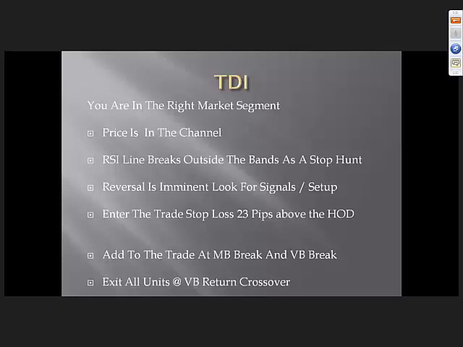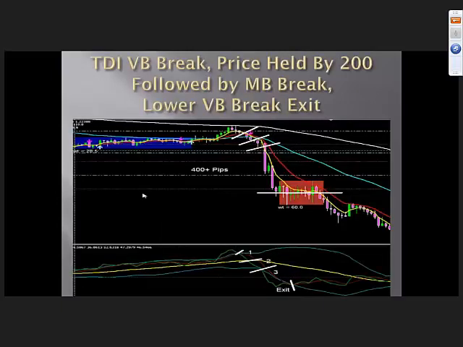Now, as it starts moving through the grid, you add to the trade at an MB break. The MB is the market baseline, the liquid 50, remember, the gold line. You add again at the volatility band break because you're getting trend acceleration, right? Here's what it looks like. You can exit all units when the volatility band calms down because you're going into consolidation.